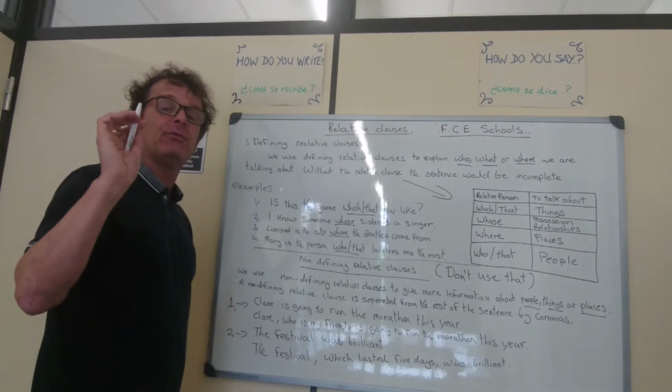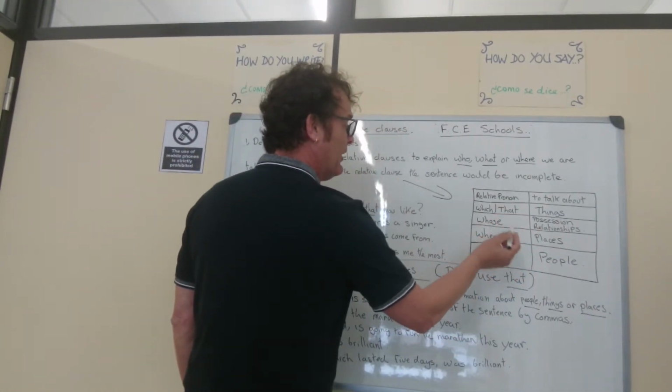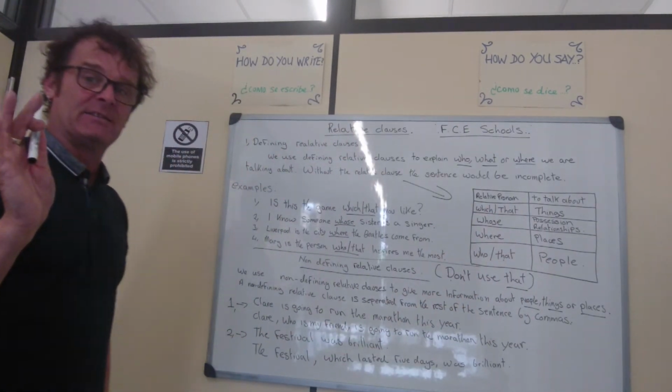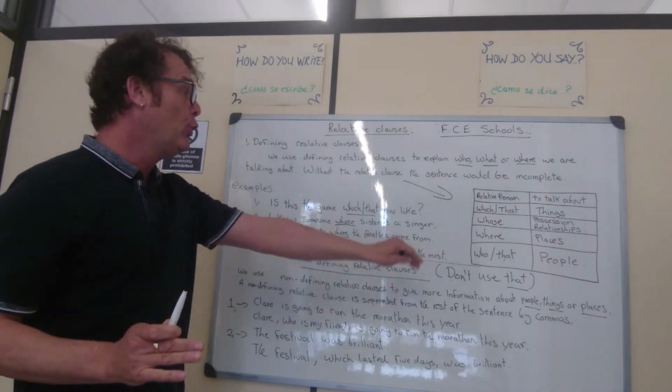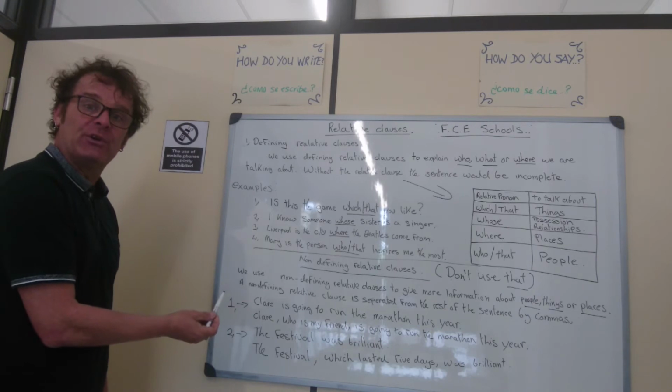Now in a non-defining relative clause we do not use that. So for things and for people we do not use that. We use who or which. Now here are some examples for you.